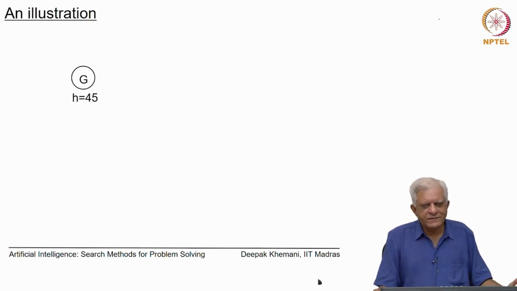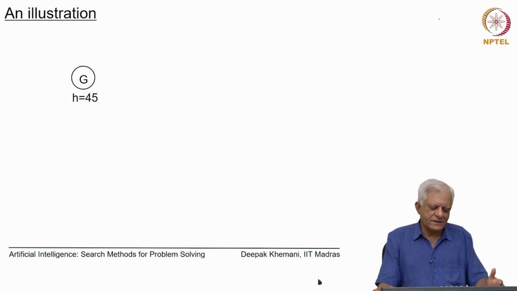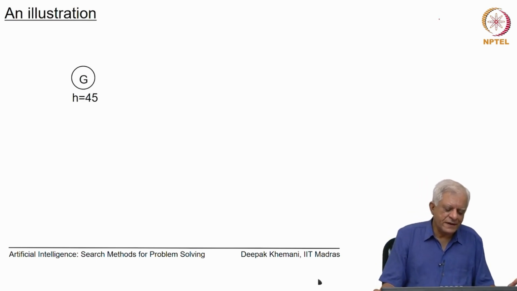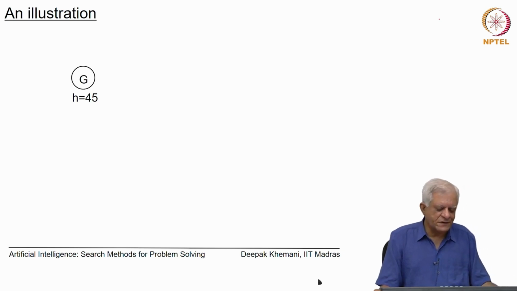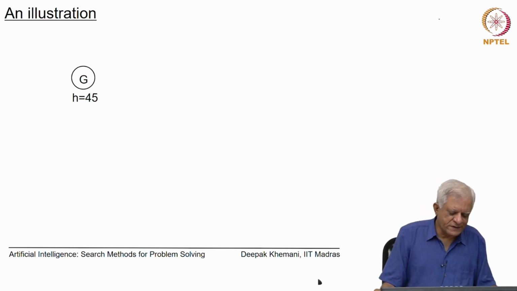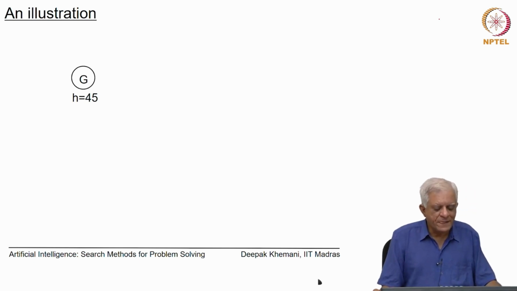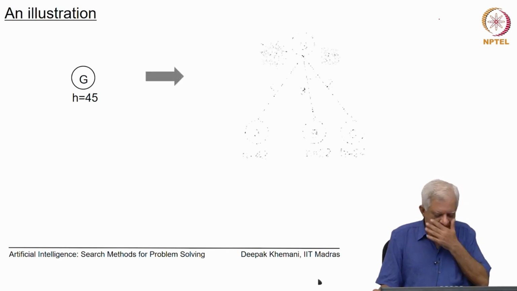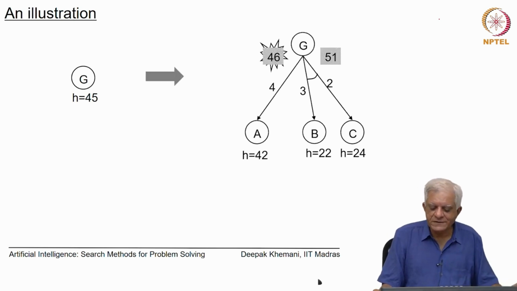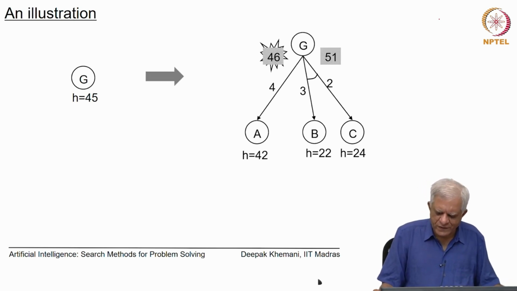So, let us illustrate this with some synthetic example that we will construct as we go along. Let us say that you are looking at a problem, we call it G because it is a goal that you want to achieve, and somehow you have estimated that the cost of solving that is going to be 45. In fact, this is the only node that is available to you. So, you start solving this, refine this, and let us say that you come up with two ways of solving it.